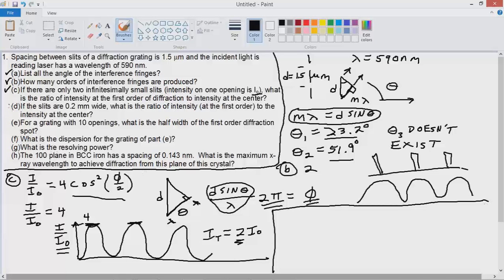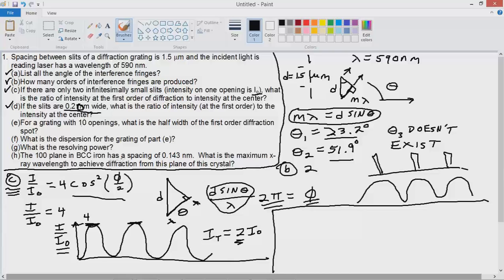Okay, let's go on to part D. And we're going to change this a bit. We're going to make the spots finite size. So this assumes infinitely small spots, or infinitely small openings. Now we're going to actually change the openings, and that is supposed to be nanometers right here.